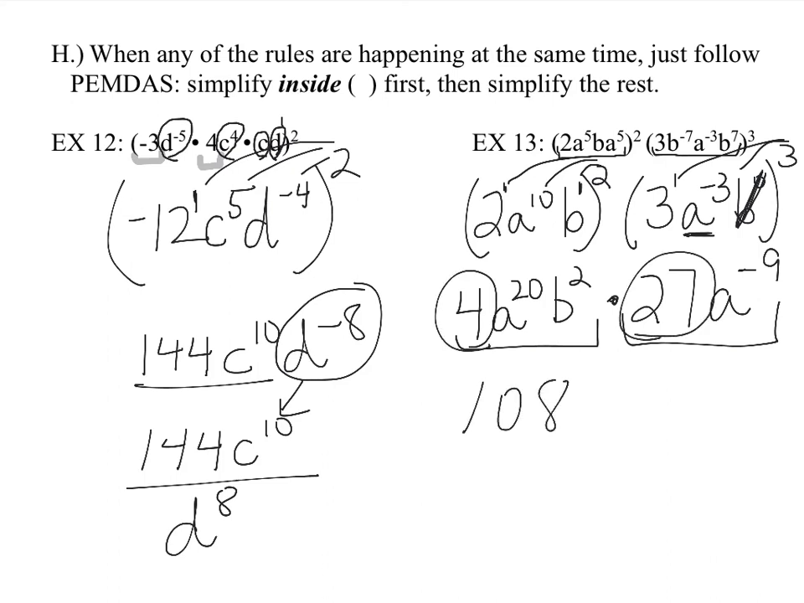And I was correct. When I combine a to the 20th with a to the negative 9th, I add the exponents, and now I have a to the positive 11th. And then I've got that b squared. And there's your answer.